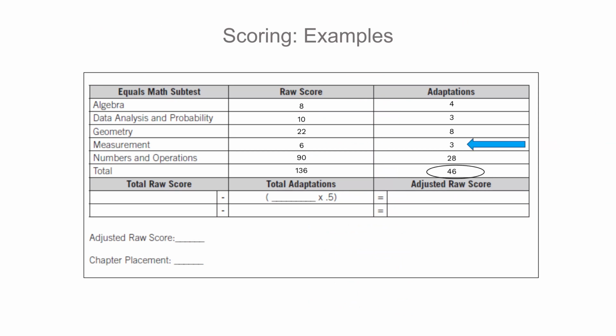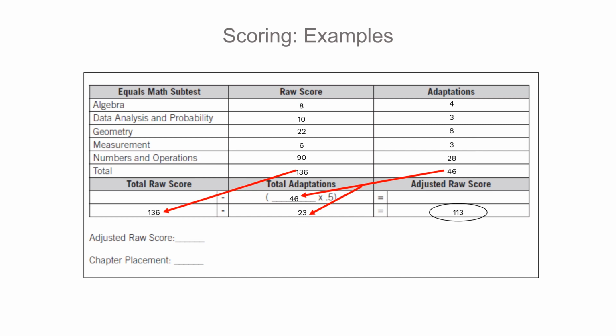So now I'm going to add up my adaptations now that I have them all there. And I put in 46 here. That is the number of adaptations right here. So you can see as I point my arrow, I've got 46 here. I moved my 136 to here because this is going on the bottom, this is going to be my equation. I multiply 46 times 0.5 because I'm cutting that in half, and that gives me 23.